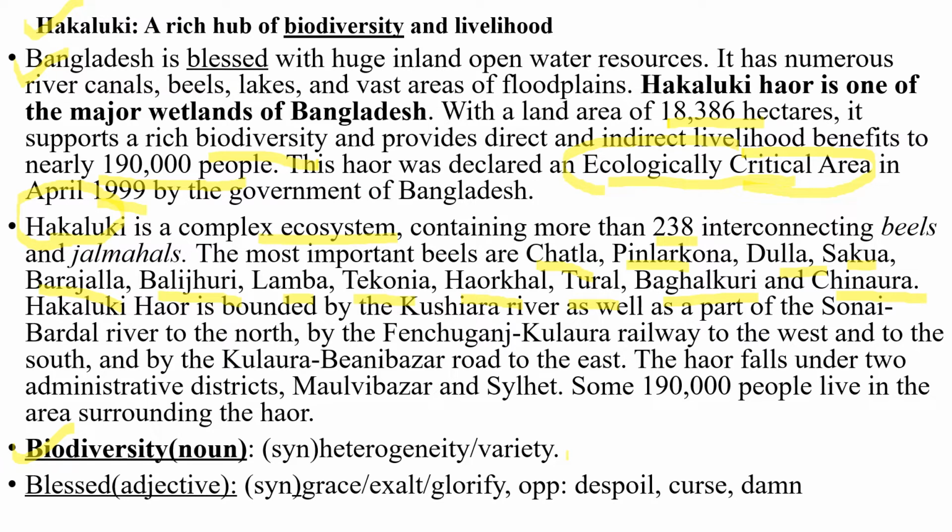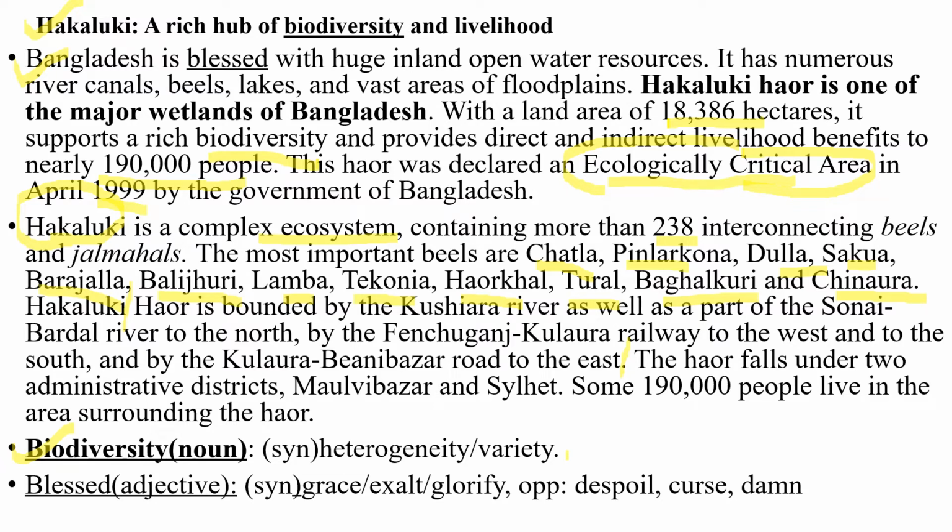So this haor, Hakaluki Haor, is bounded by the Kushiara River as well as a part of the Sonai Bardal River to the north, by the Fenchuganj and Kulaura to the west and to the south, and by the Kulaura and Pianibajar Road to the east. So this is the geographical situation of this haor.